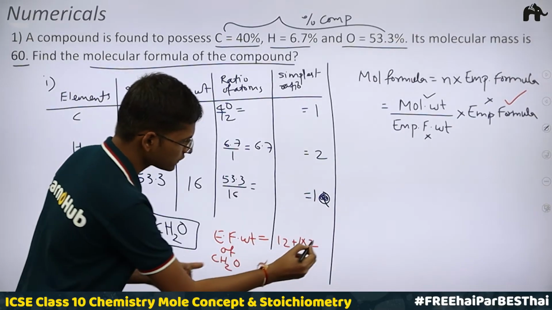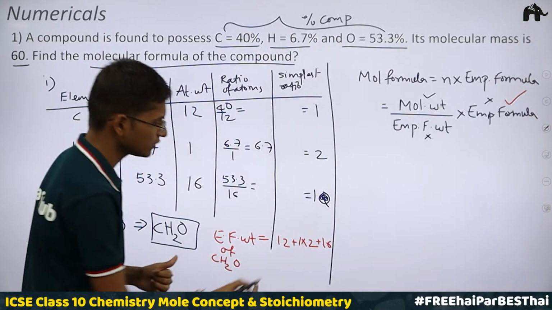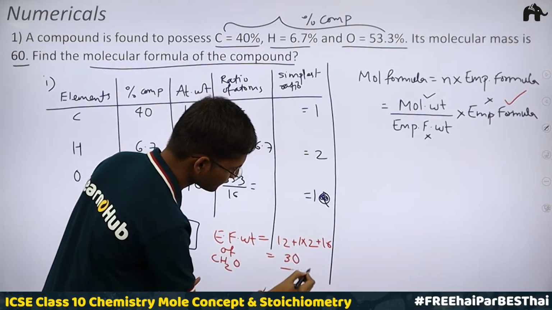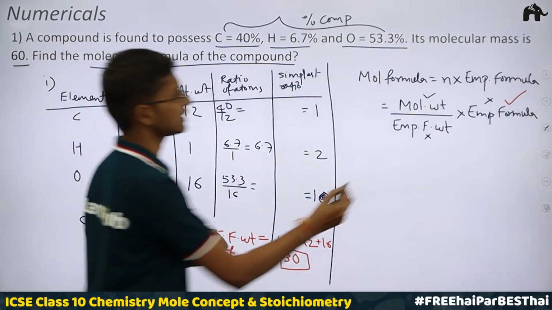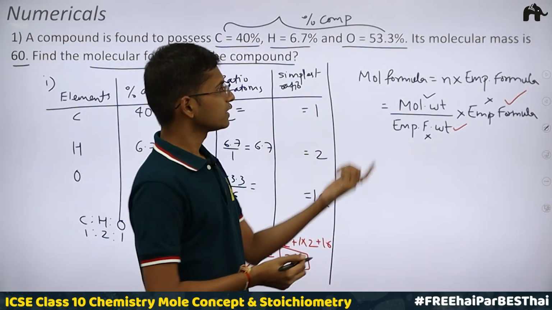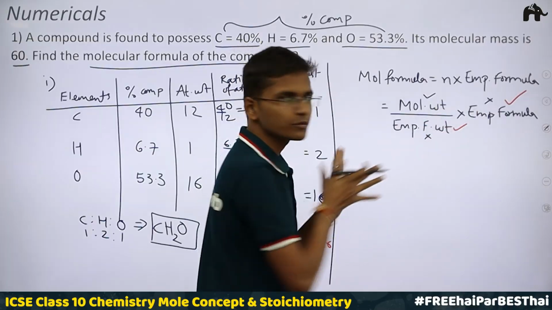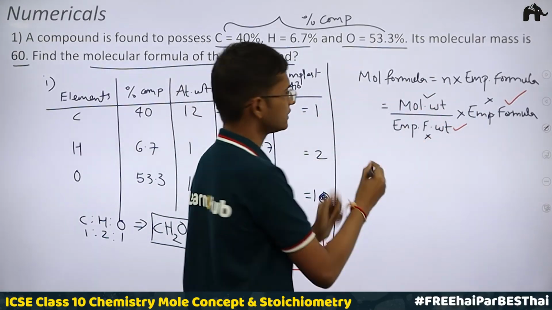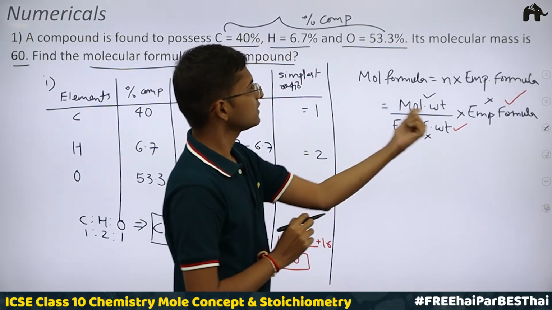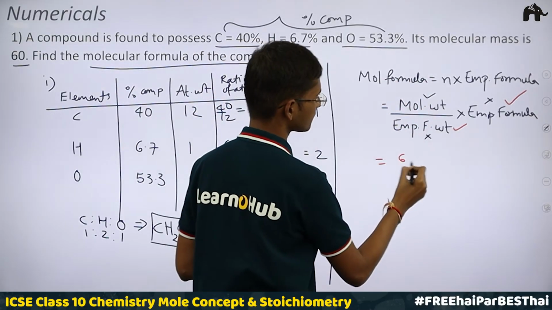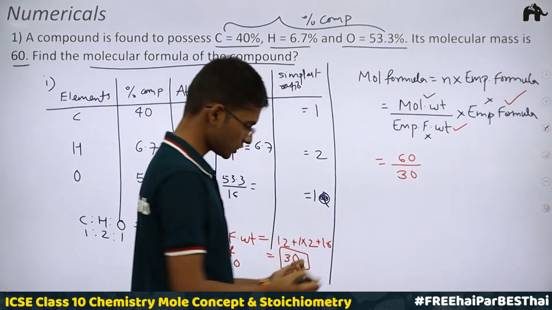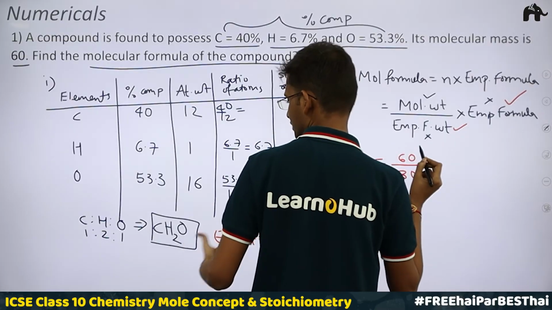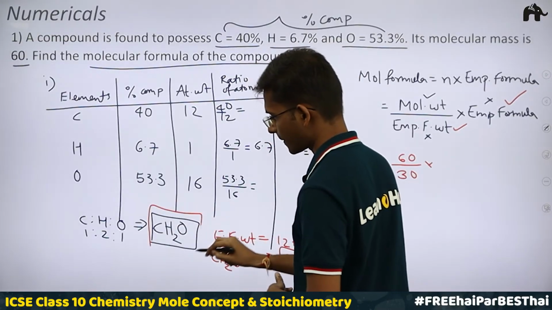So hydrogen 1 into 2, oxygen is 16. Okay. So 12 plus 2, 14, 6, 20, 30. It's 30. So we got the empirical formula weight as well. Now it's very simple, right? We would just write again this formula. I have already written it on this side, you again write it. Okay. Then next is put the values. So molecular weight is how much? 60. Empirical formula weight is 30. Just now we have calculated, see. And empirical formula is CH2O.